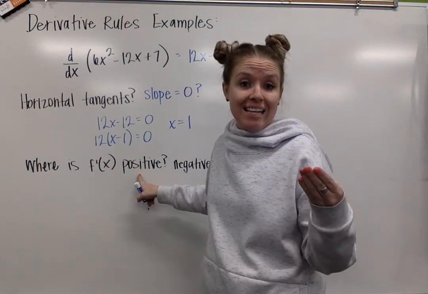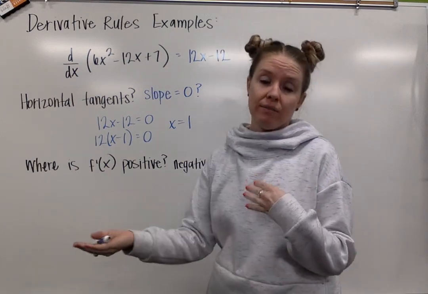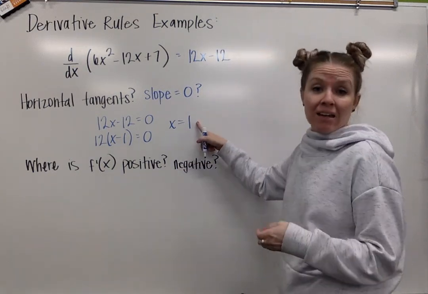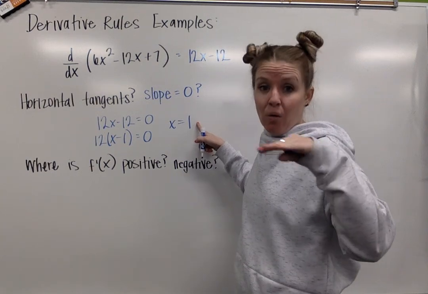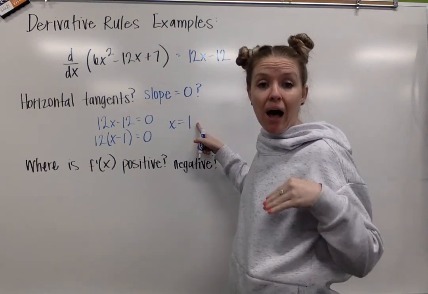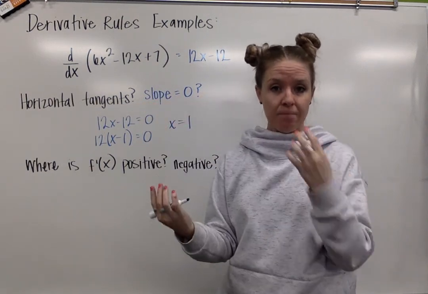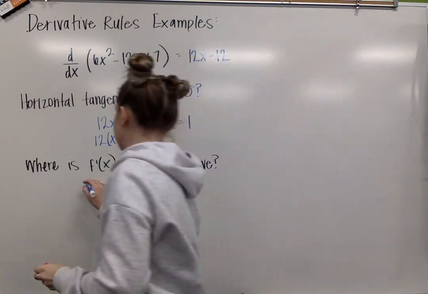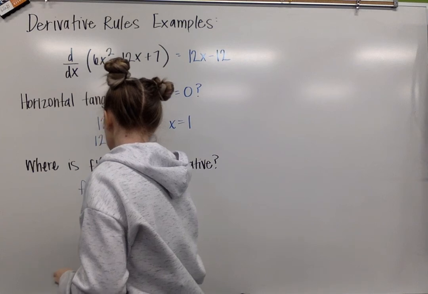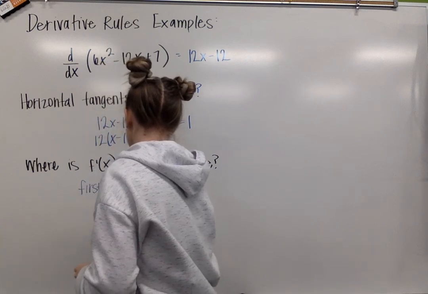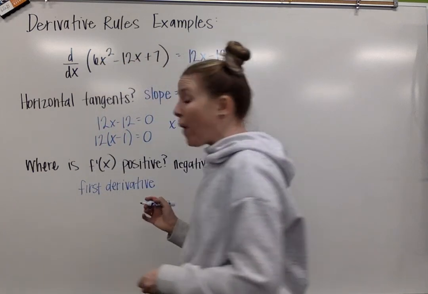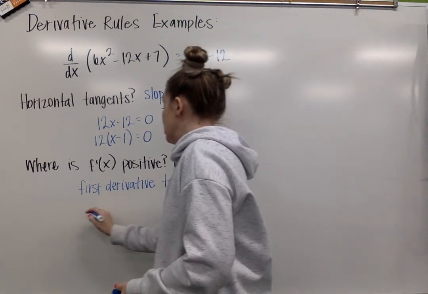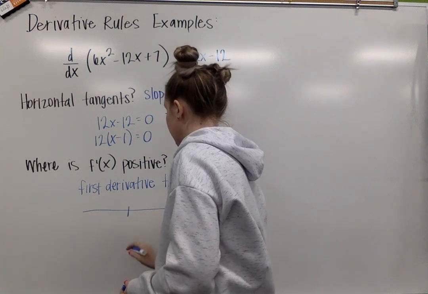Then the question extends and it says, well, where is the derivative positive and where is it negative? Well, if it equals 0 at 1, it's going to be positive or negative on either side of that. So what I do, this is called the first derivative test. And again, we'll use this later. But what this does is it's going to help me find where my derivative is positive and where my derivative is negative.